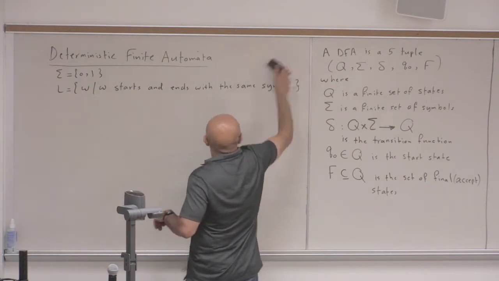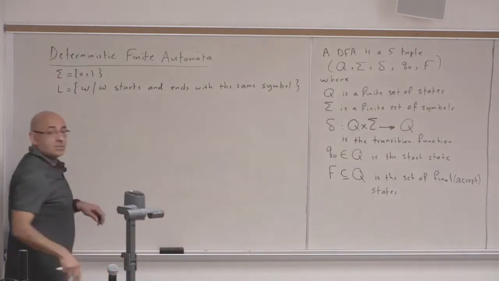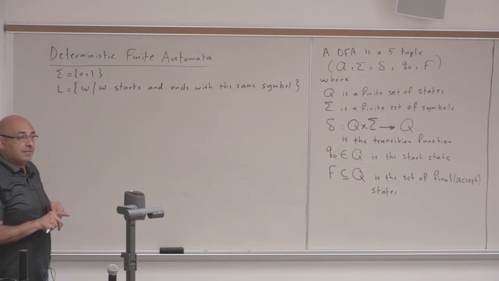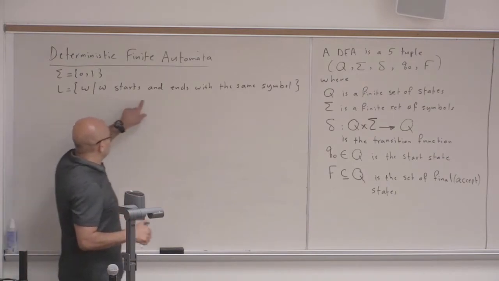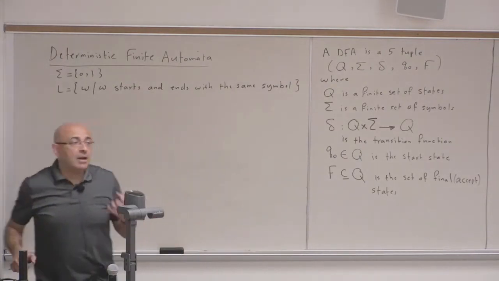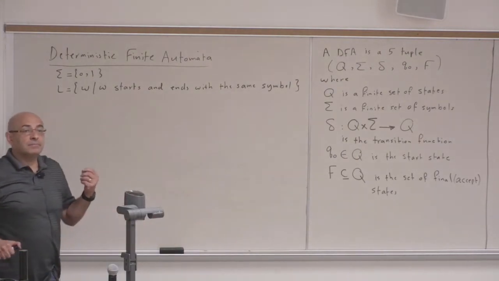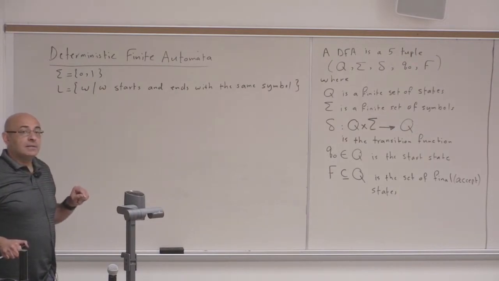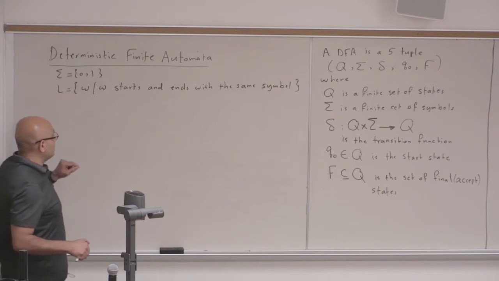Okay. So how do we go about designing a DFA for this language? W starts and ends with the same symbol. So give me the high-level idea first. How would you write a DFA for this? Starts and ends with the same symbol.